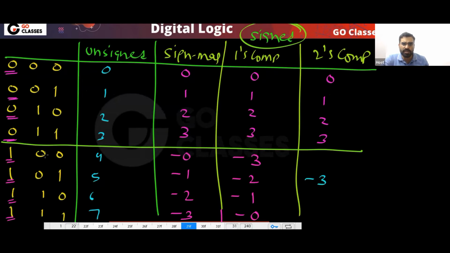Let's see what this 100 is. This is negative because of this 1. The 2's complement is a weighted code, so this will be -4. This is a weighted code, so this will be -4 plus 2, that is -2. This will be -4 plus 3, that will be -1. Did you get it?